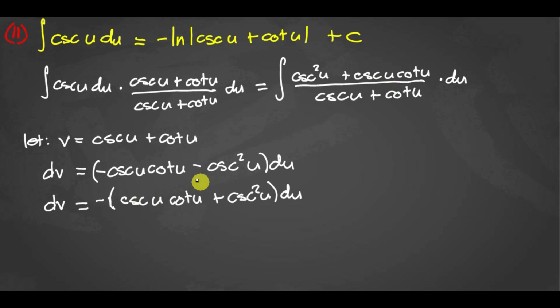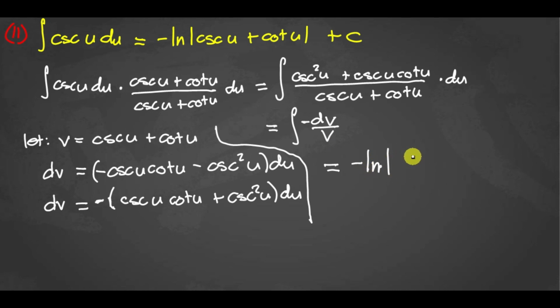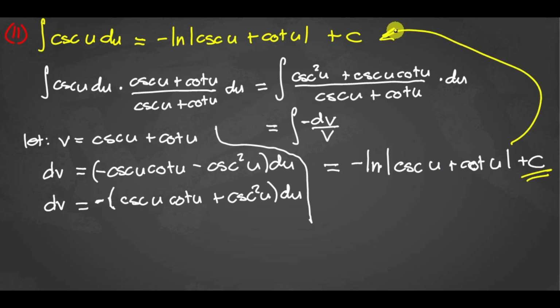Then we can substitute our newly assigned variable. Then we can say that the integral is negative dv over v, because of our negative here, which is simply equal to the negative natural logarithm of our v, that is cosecant u plus cotangent u, plus c. And that is the process of arriving at our 11th equation.